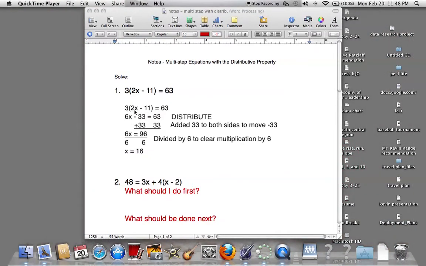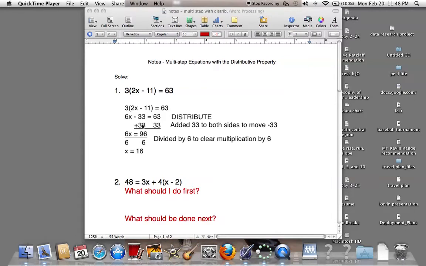I did that right here. I took 3 times 2x, and I got 6x. I then took 3 times negative 11, and I got negative 33. So that was my distributive property to clear the parentheses on the left side. Then I'm left with this equation, which is very similar to what you learned on Monday, the two-step equation, where we clear addition and subtraction first.